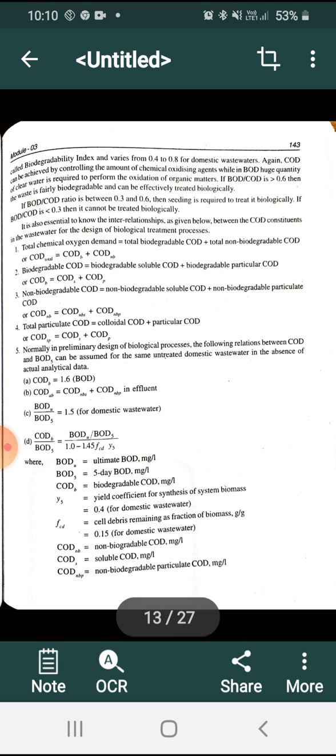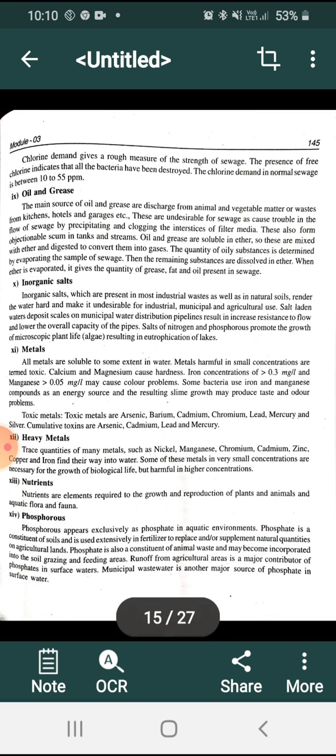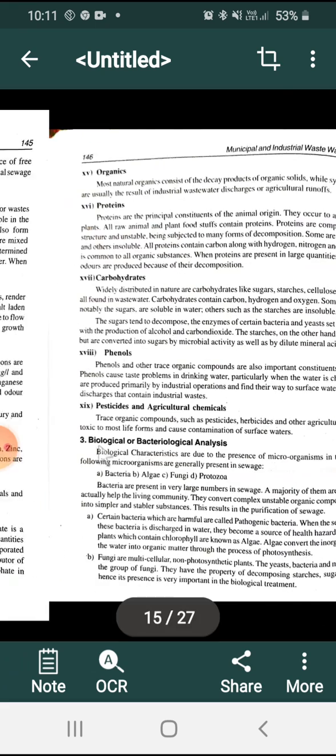BOD is over, COD is over, and types of COD. Other parameters can be determined here also. Biodegradable organics, and this is non-biodegradable organics. These things are not asked in the examination. These are oil and grease, inorganic salts, and metals, heavy metals. Some of these things you can identify in the sewage. See how to determine what the use and function are in these parameters. These are called secondary parameters you can identify.